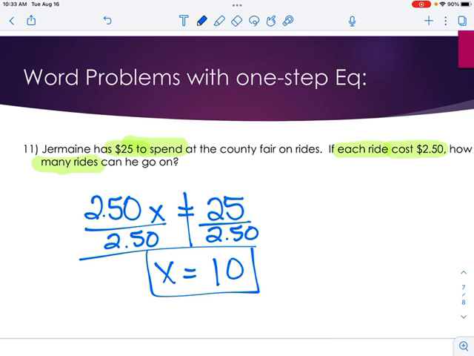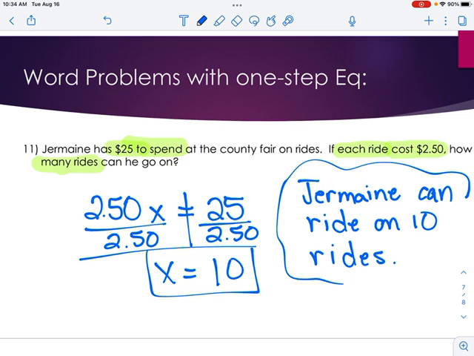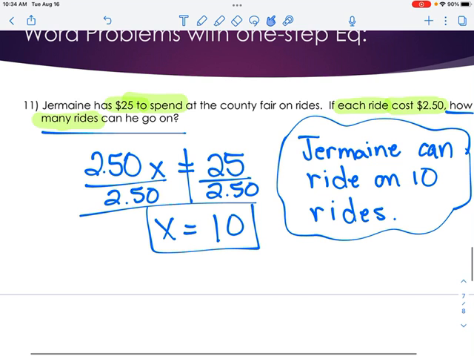So on story problems like this, I always like to write a quick little sentence. So what I always like to write is, Jermaine can ride on 10 rides. And that way I know for sure, if I read back through the question, that I answered what the question was asking for. And that is how we solve one-step equations.